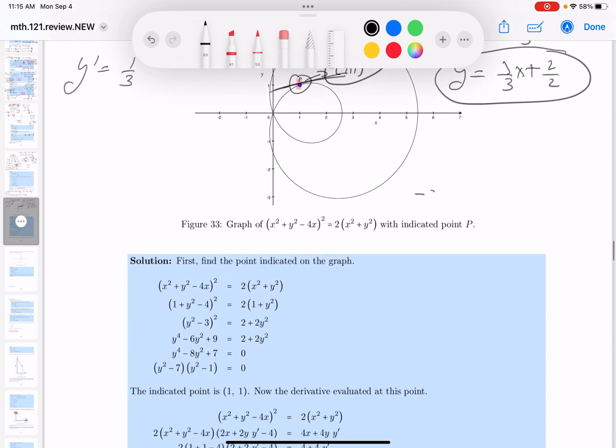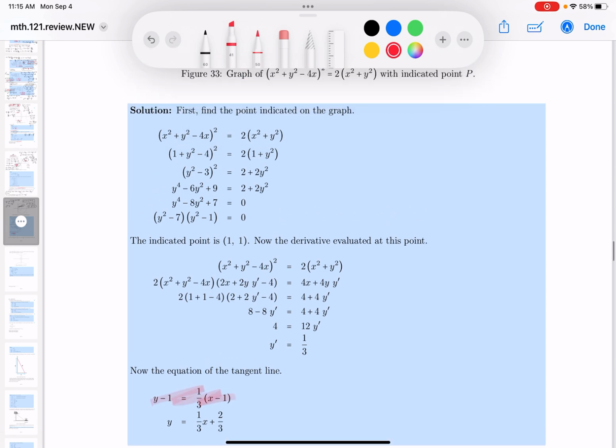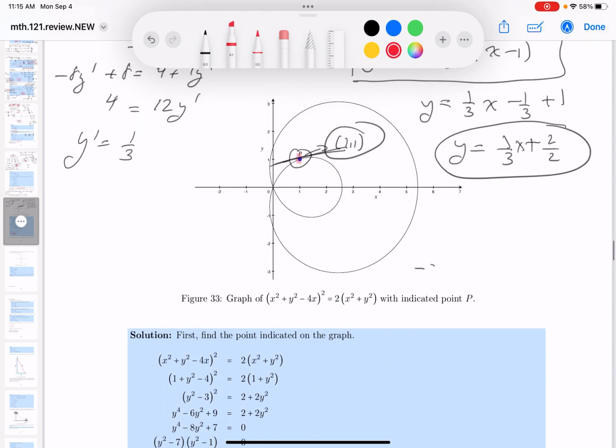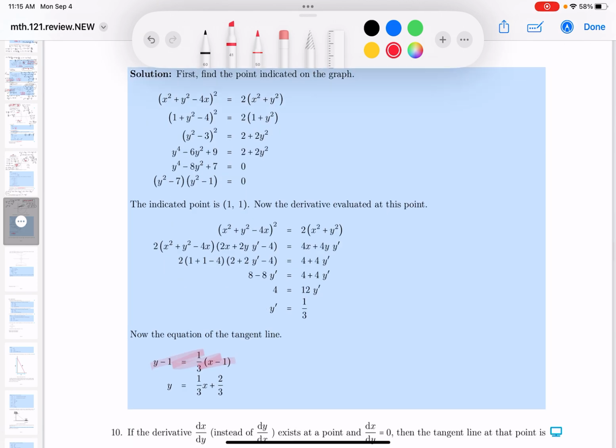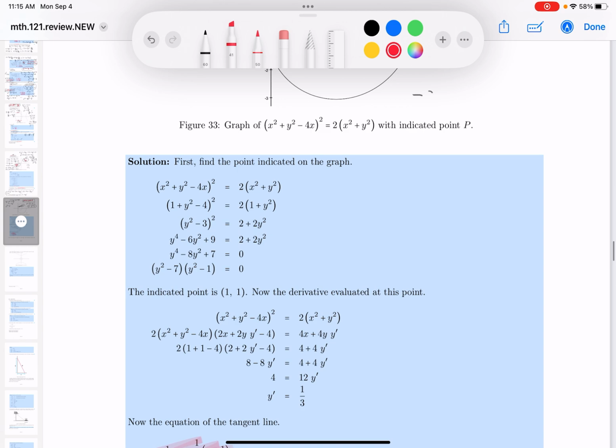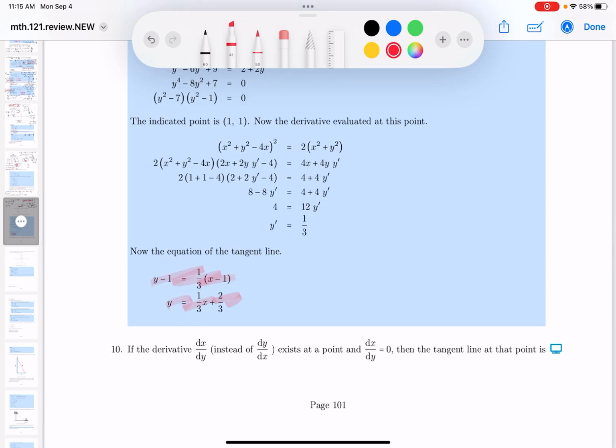Let's look at the key, though, and see how we did. And I really mean that. How did I do? Not looking at all the work over here, but I'm looking at this over here. y minus 1, I got that right over there. 1/3 x minus 1, I got that. Let's see if we got this over here. y equals 1/3 of an x plus 2/3. And we did. We're good to go to the next question. Thank you.